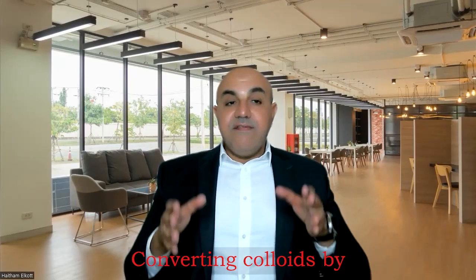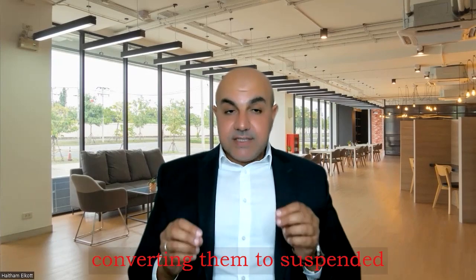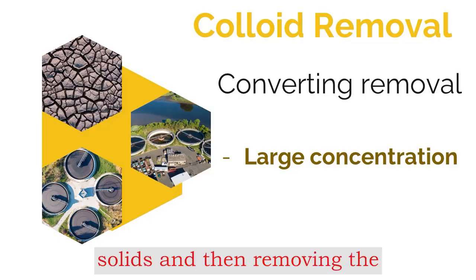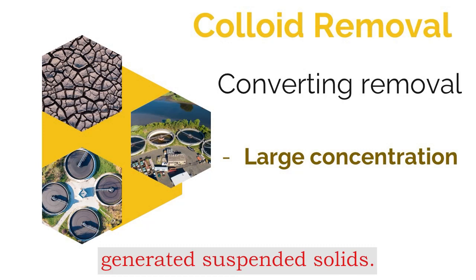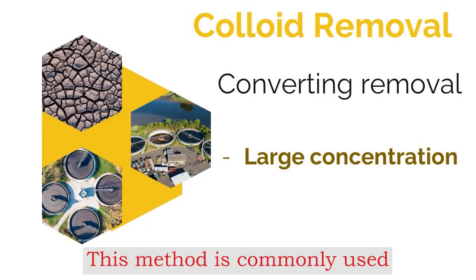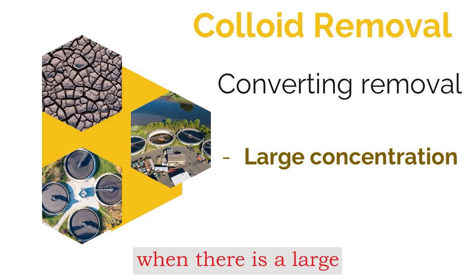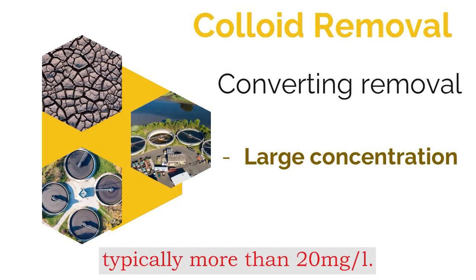Direct removal is generally practical when the concentration of colloids is low, typically less than 10 to 15 milligrams per liter. Converting means converting colloids to suspended solids and then removing the generated suspended solids. This method is commonly used when there is a large concentration of colloids, typically more than 20 milligrams per liter.